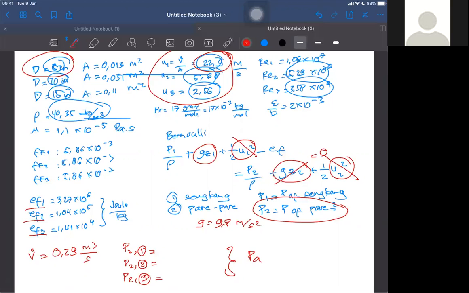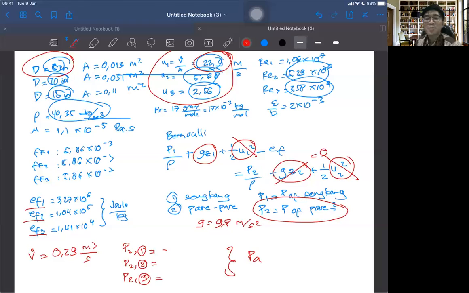Sir, I got a negative value, sir. Yeah, it's fine. Is that right, sir? If I get a negative value, wouldn't it be like back pressure, sir? So backflow or something? Yeah, I'll explain to you later. Just give me the number for all the three pressure.